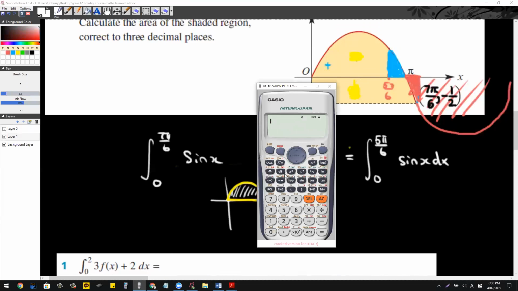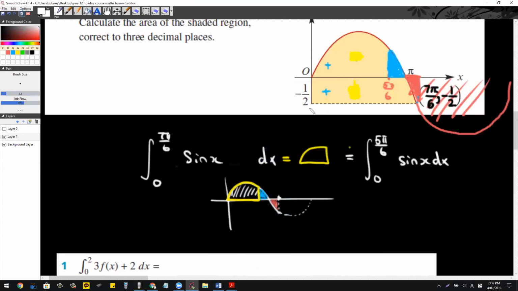I'm going to integrate the sine of x here, right? Sine of x. Integrate that from 0 to 7 pi over 6. And this must be in radians, so it gives me 1.866. If I go back and change this to 5 pi over 6, it also gives me 1.866, right? Do you understand the reason? So for this case, these two cancel out, which is essentially the same as this bit here, which is the same as this one.